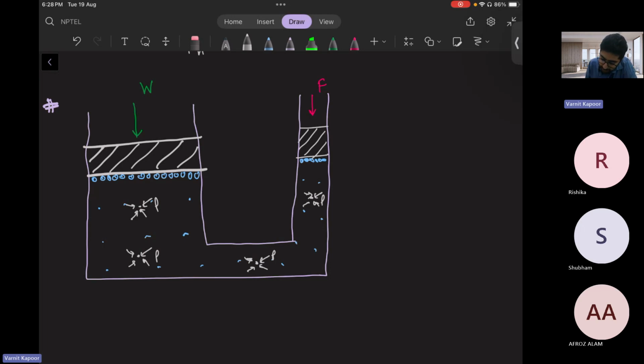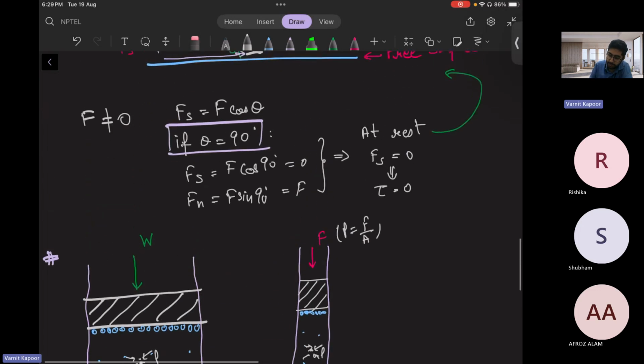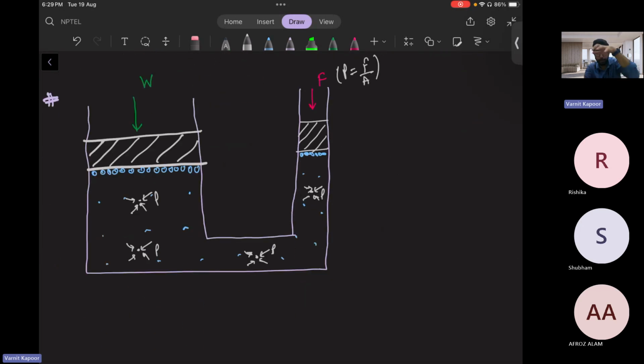And here force is nothing but pressure into area, or you can say pressure is force upon area. I can write it in that sense. So here pressure is nothing but force per unit area on this area. It's always acting normal to the surface, as we know. So when you push this plunger, it is going to transfer the pressure, and the pressure is going to be the same.